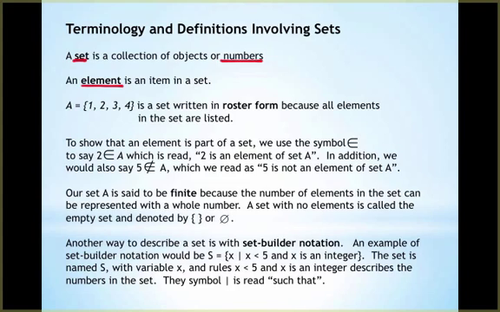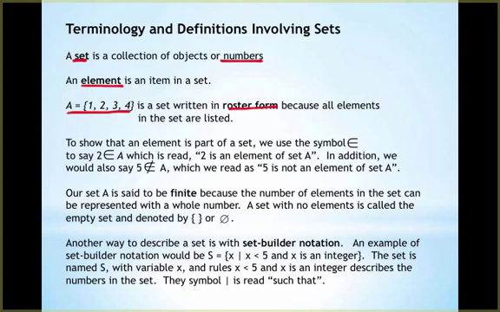So if we have our set written as this, A equals the set 1, 2, 3, 4, then we call that roster form because all of the elements in the set are listed. So if you list all the elements out, then you're in roster form.